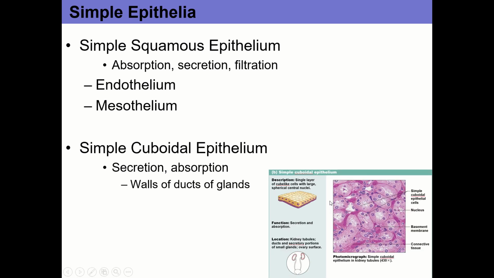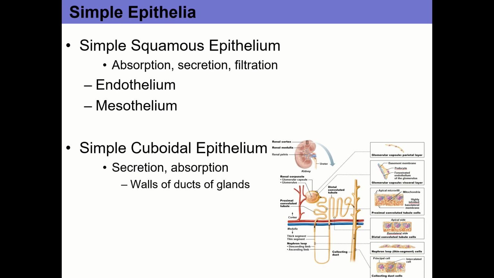So again, the cuboidal cells are shaped like cubes, right? They look like little dice. And so simple cuboidal epithelium, again, is involved in secretion and absorption. We're going to talk about it mostly later in the course when we get to the kidneys. So for example, here are some of your little kidney cells. And so this is along this kidney tubule here.